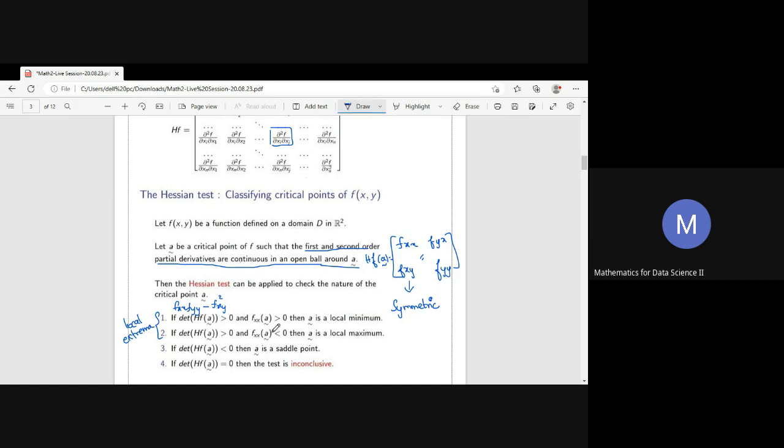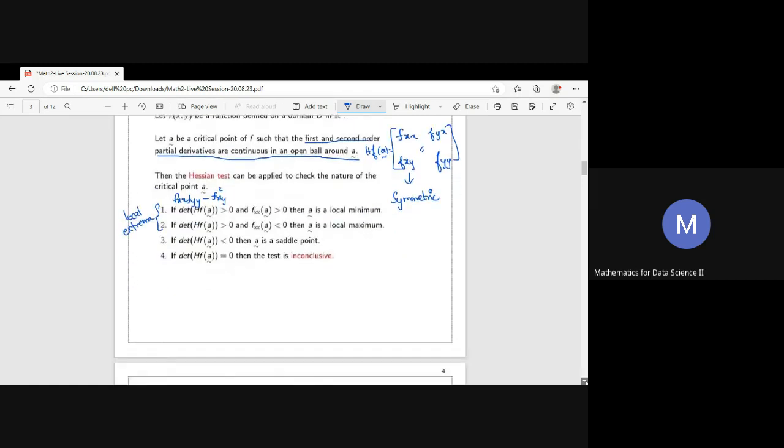Now you see that if the determinant is negative, then A tilde is a saddle point. And if the determinant of the Hessian of f at A tilde is equal to 0, then the test is inconclusive. So if the determinant is non-zero, it will be either a local extremum or a saddle point, and if it is 0, the test is inconclusive. This is the case when you have two variables. When you have three variables, what happens?